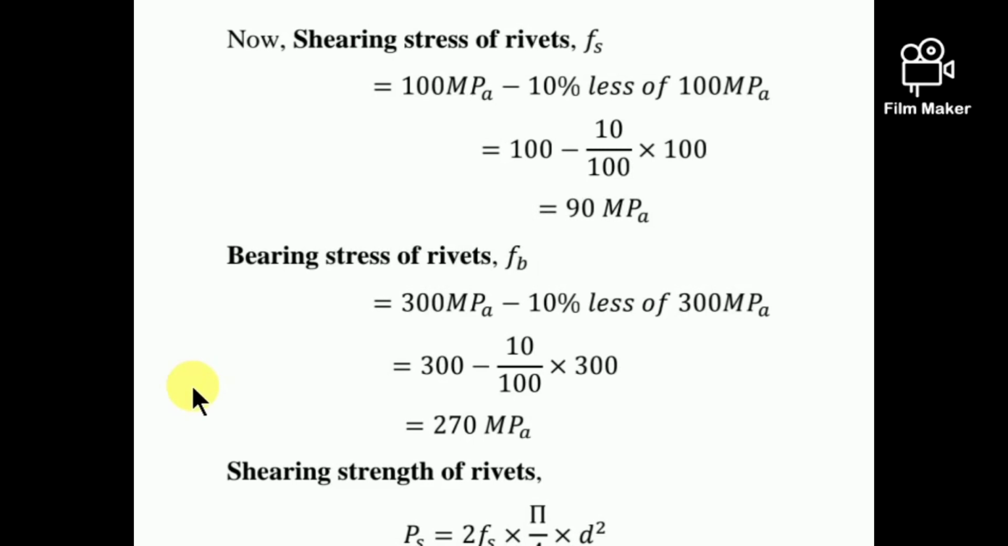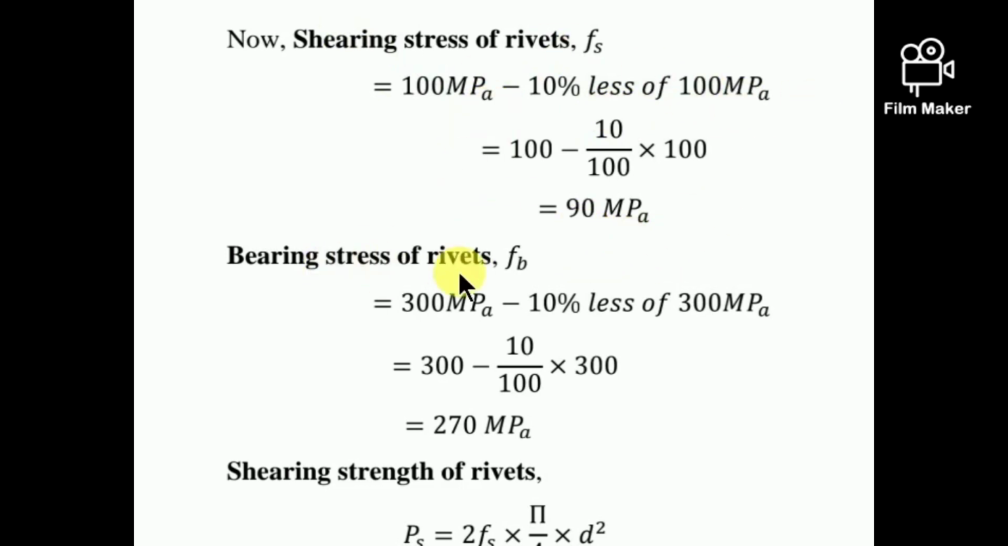Now, to find the shearing strength of rivet, we need the shearing stress Fs of the rivet. This is not given in our question. If it is mentioned, it is well and good, you can directly use that value. When it is not given, we find it this way. Shearing stress we consider as 100 Newton per mm square, that is MPa, minus 10% of 100 MPa. Then we get the value as 90 MPa.